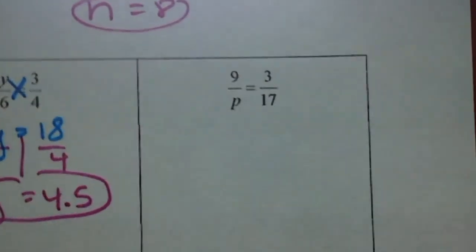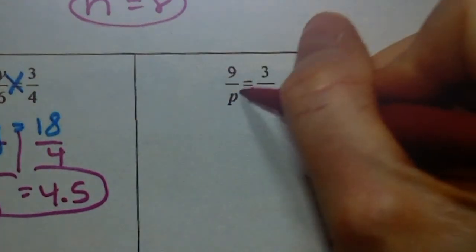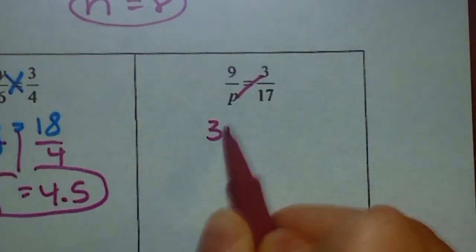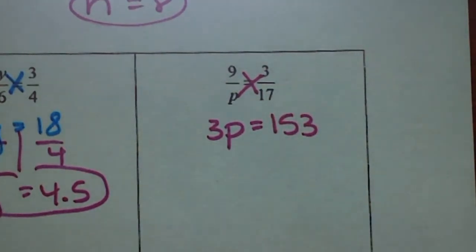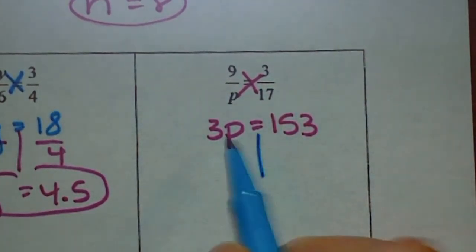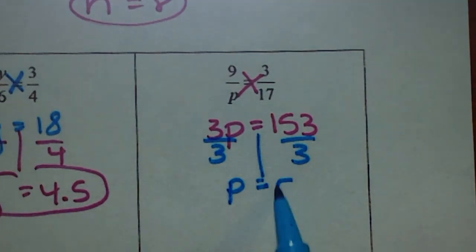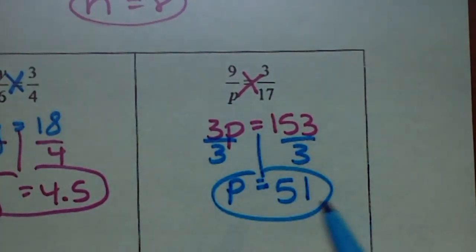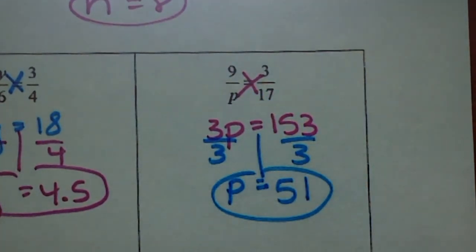All right, next. This time p is at the bottom. It's okay. We can still use our cross products property to find out what's missing. So 3 times p, or 3p, should equal whatever 17 times 9 is. When you take 17 times 9, you get 153. So to find out what p is, in case you don't already know, we will divide by 3. And when you do that, 3 goes into 15 5 times, 3 goes into 3 once. We get that p is 51. So that means that 9 over 51 is equivalent to 3/17. And it is. I'm going to fold my paper so I have enough room. You don't need to fold yours.